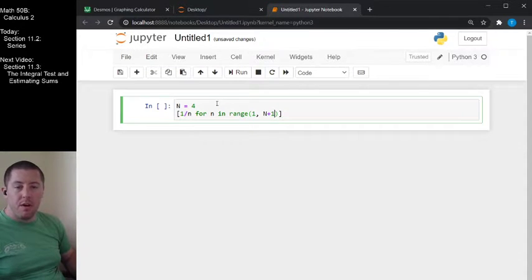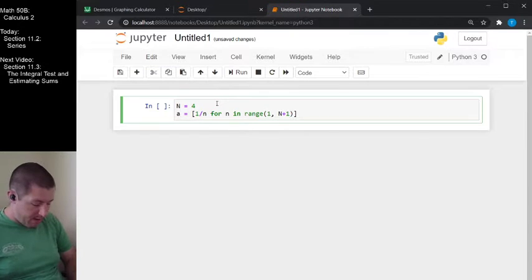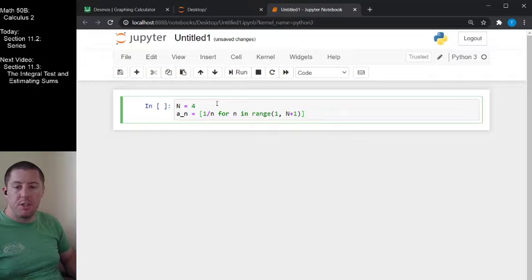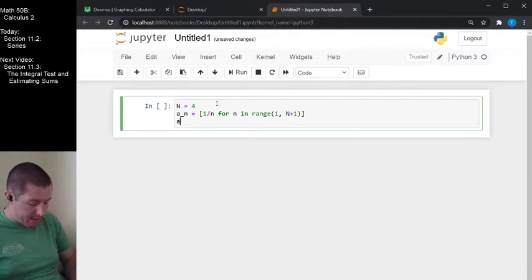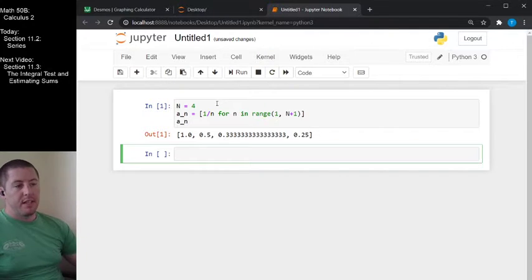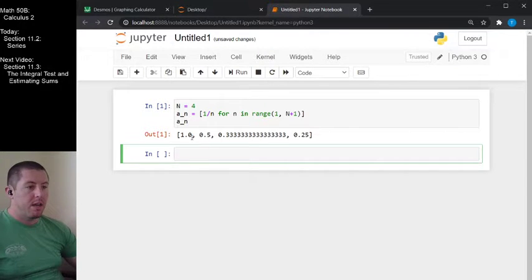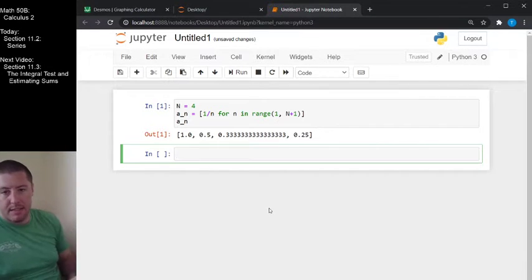So what I want to know is what's the sum of this. This is what I could call my A sub n right here. It's the first four terms. What we're going to want to do is add those up. So let's go ahead and see what A sub n looks like here. In this case, we can see that we're getting the numbers 1, 1/2, 1/3, 1/4. So this does look like my appropriate A sub n sequence.